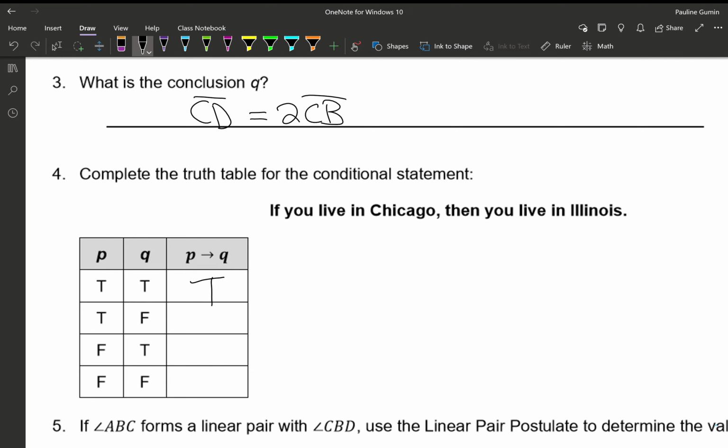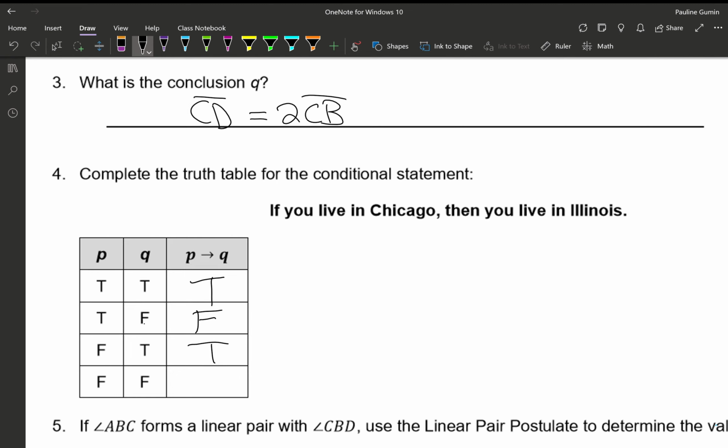All right, now let's say we started off with a truth and ended with a false. It would sound like this. If you live in Chicago, then you don't live in Illinois. That doesn't make sense. There's only one Chicago, and it is in Illinois, so our conclusion is false. The next one, what if the hypothesis was false, but the conclusion was true? If you don't live in Chicago, then you live in Illinois. And you know what? That is true, because there are lots of other cities in Illinois that aren't Chicago. We live in one of them.